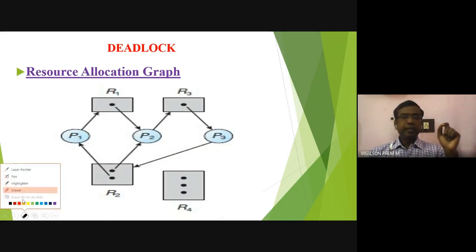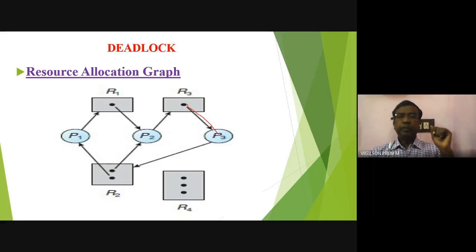Now coming to the fourth condition. What is the fourth condition? Circular wait. Starting from R3, going to P2, R2, then P2, then R3, coming back to the starting position. So a cycle exists. Another condition: starting from R1 to P2, then R3, then P3, then R2, then P1, then coming back to R1. Here also another cycle exists. So one cycle is enough for the deadlock to occur. Hold and wait is also there, so surely there exists a deadlock.